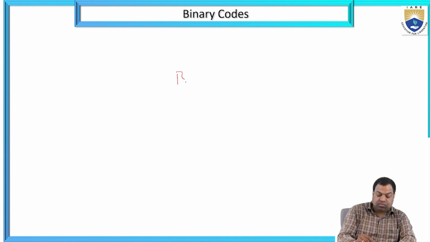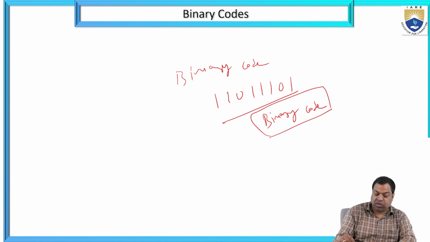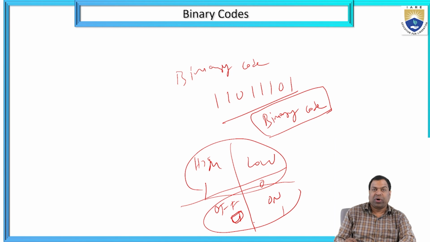Binary code, for example 11011101, is a binary code. It is 8-bit. But any 8-bit or 16-bit set of binary numbers is called a binary code. So high, low, like this. High means 1, low equals 0. Off means 0, on means 1. So I will describe high and low in the form of binary only, and the off and on states will also be referred to in binary form only.